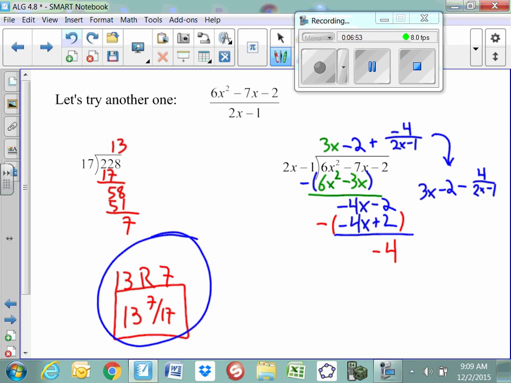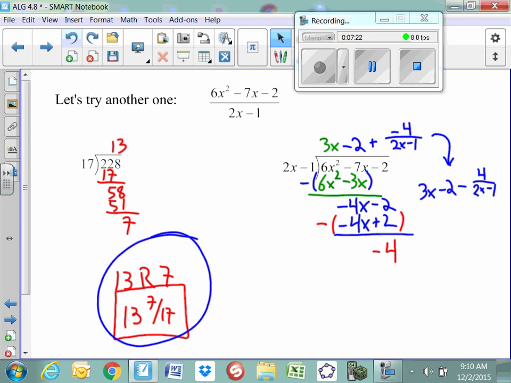And so what we have is a polynomial long division problem in which it doesn't go in perfectly. It doesn't result in a polynomial answer, remembering that 2x minus 1 being in the denominator makes it not a polynomial, but that's okay. If we actually multiply 2x minus 1 times 3x, 2x minus 1 times negative 2, and 2x minus 1 times negative 4 over 2x minus 1, we would get our 6x squared minus 7x minus 2.